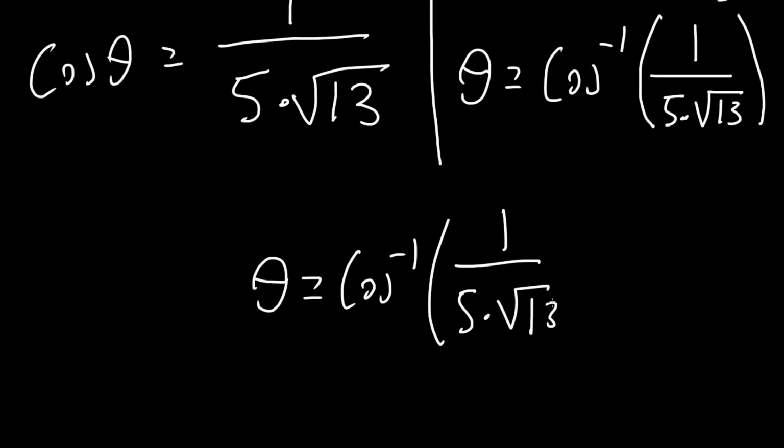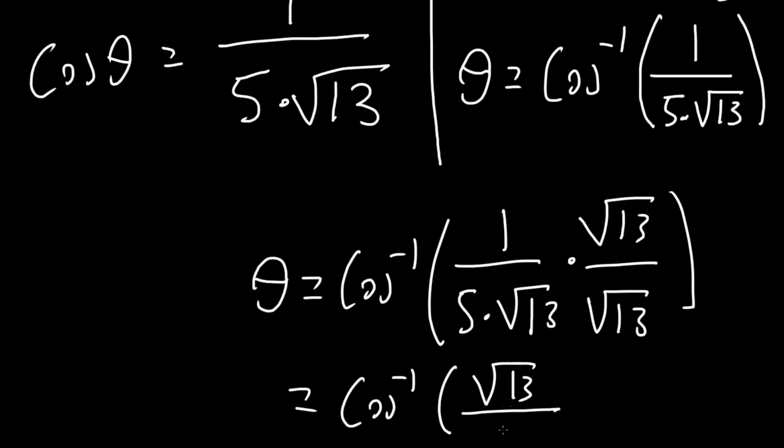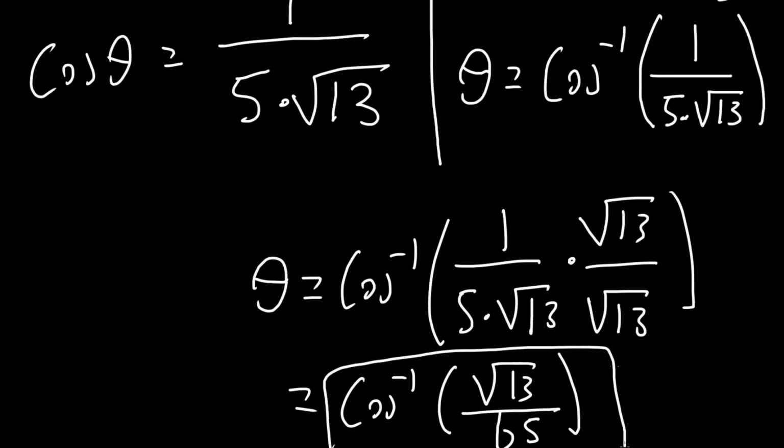And now we want to rationalize the denominator. So what we do here is say times the square root of 13 divided by the square root of 13. And so what we finally will get is equal cosine inverse, parentheses, the square root of 13 divided by 5 times 13. So we would get 65. And so we box this answer in. And that's all we need to do for this problem.